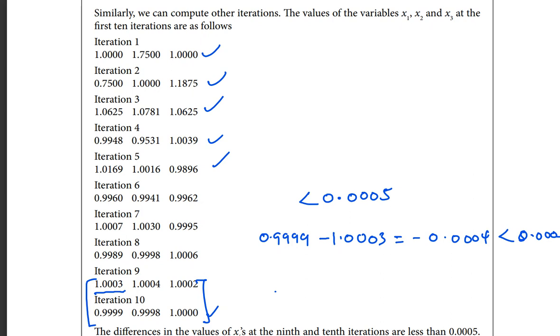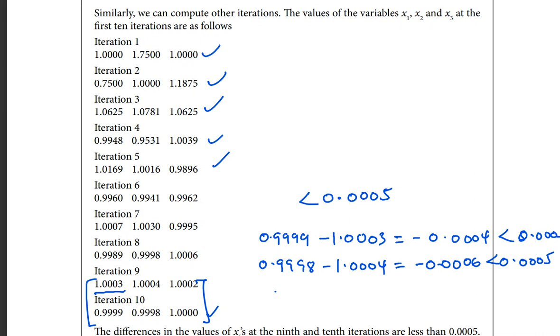Okay, so let's do it for the second one. You can't confirm with just one. You have to check for all the three values. So the next one, I'm going to have 0.9998 minus 1.0004. Let's see if this will also be less than 0.0005. So you have 0.9998 minus 1.0004. This will also give us a value of minus 0.0006, which is also less than 0.0005.